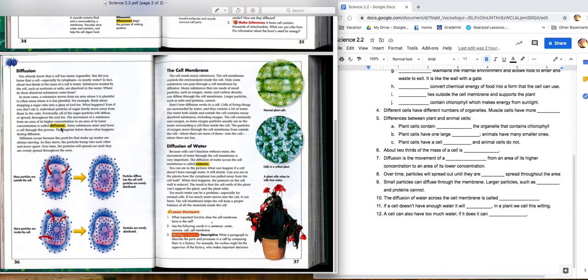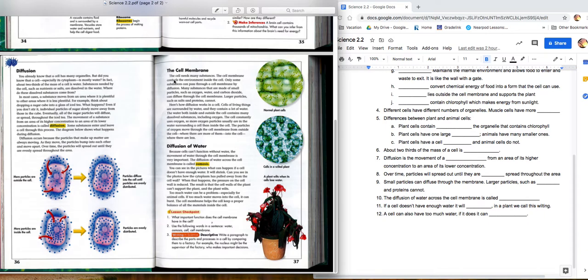That's what they're talking about. Some substances enter and leave a cell through this process. We'll talk over here about how others get in. The diagram below shows what happens during diffusion. Diffusion occurs because the particles that make up matter are always moving. As they move, the particles bump into each other and move apart. Back to your notes for number 8. Over time, the particles will spread out until they are evenly spread throughout this area. Same inside as outside. Good.